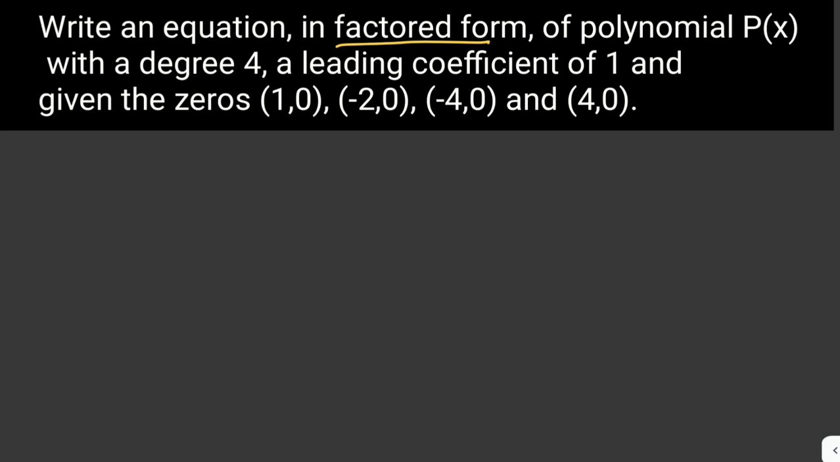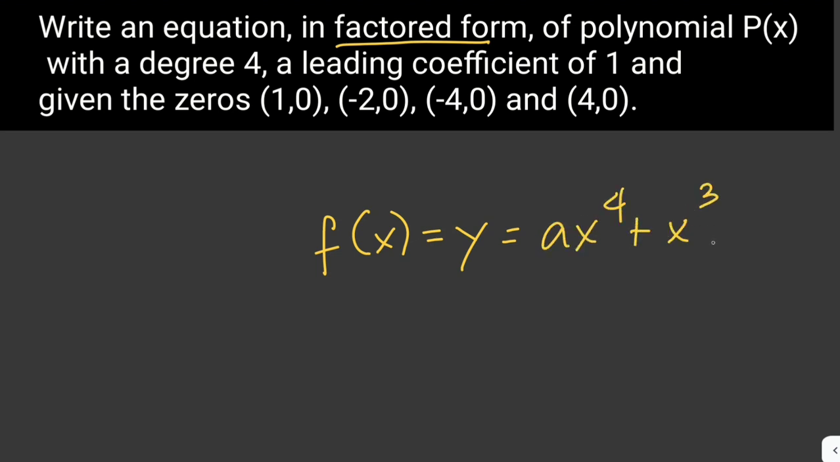Then degree of 4 means the highest exponent of the polynomial is 4. So let's say your polynomial is f of x, or y equals ax to the 4th, x cubed, and so on. So the highest degree here is 4. And the leading coefficient is 1. That means the coefficient of the highest degree is equal to 1. So in this case, we have a, and a is just equal to 1.